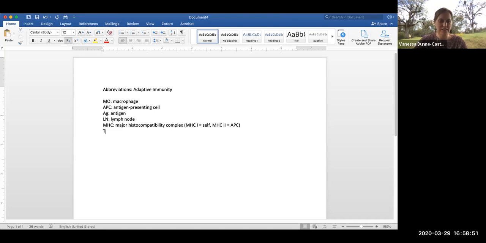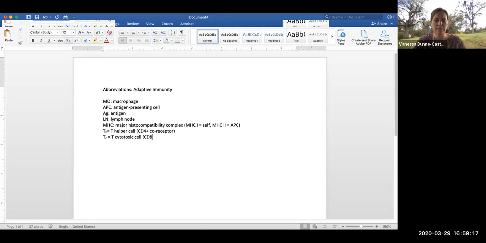TH is T helper cell, and they have a CD4 co-receptor. And then the next ones I'll write are TCs, and this means T cytotoxic cell, and they have a CD8 co-receptor. Oh, I know what I was going to add. I was going to add up here a dendritic cell.